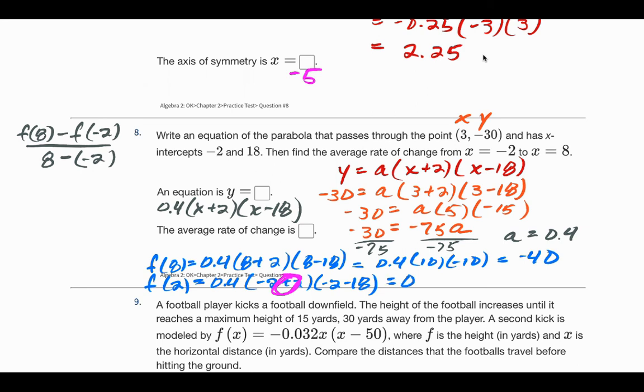All right, so now I'm going to plug it into my formula up above. So I have negative 40 minus 0, and 8 minus a negative 2 is 8 plus 2, which is 10. So negative 40 divided by 10 is negative 4, and that is your rate of change. That would go in that little box there.